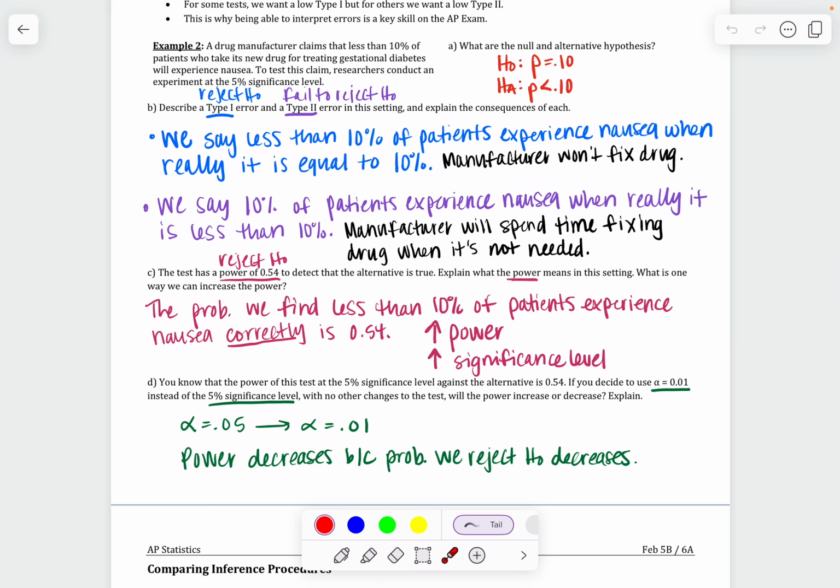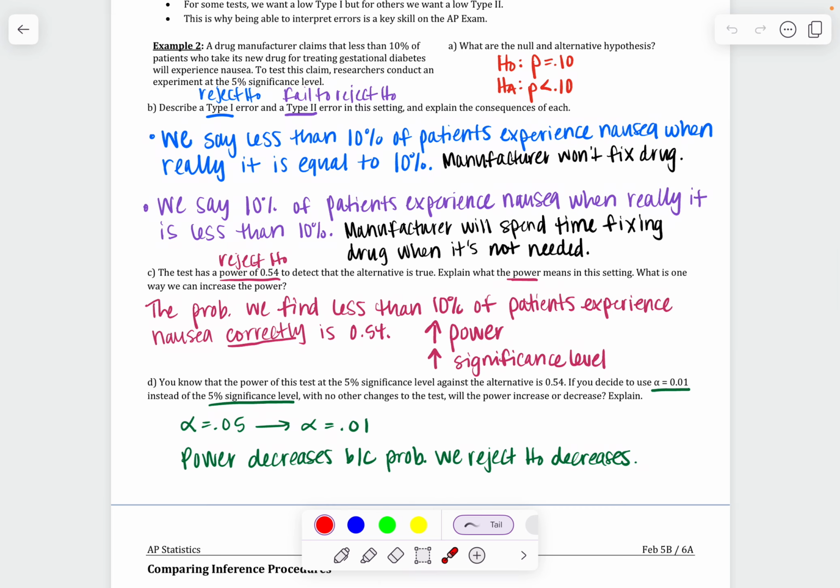So we say less than 10% of patients experience nausea. That's basically me rejecting the null, taking on the alternative, when really the null is true. So when really it is equal to 10%. A lot of the time they will accept you saying when my decision is incorrect, but I still try to give as much context as possible. That's why I went back to what the null is saying. One issue that can happen with this is the manufacturer isn't going to fix the drug because they think it's working, because we made the decision to say that the alternative is true.